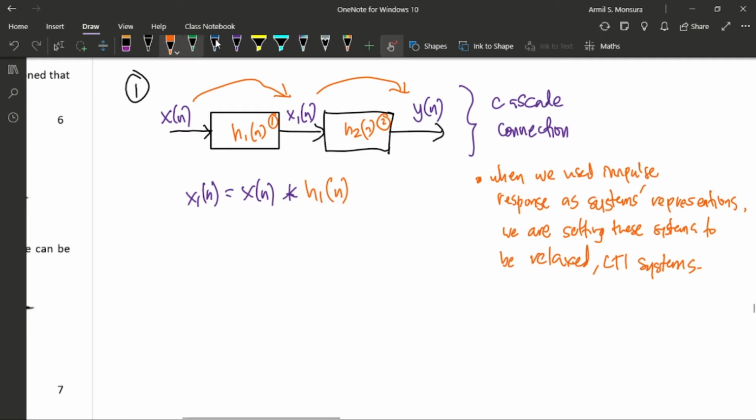Then, after which, since x1[n] now will serve as an input to the second system whose impulse response is h2[n], okay, we will be able to compute the sequence y[n], the output sequence y[n], by computing for the convolution sum of the input to the second system, which is x1[n], and the impulse response of the second system, okay, which is h2[n]. Yan.